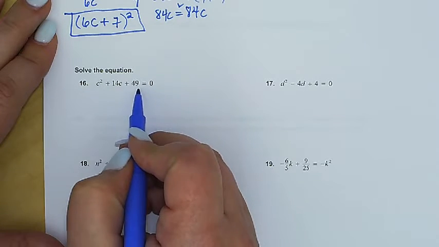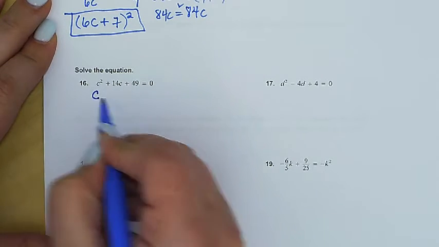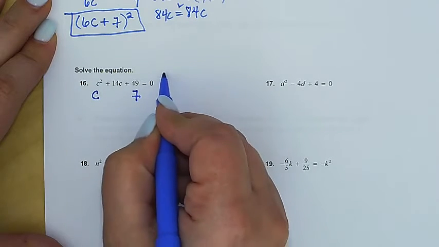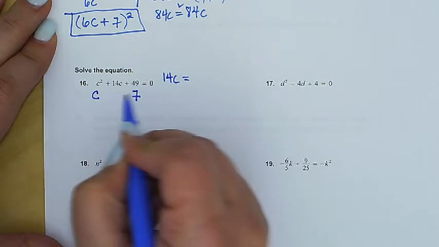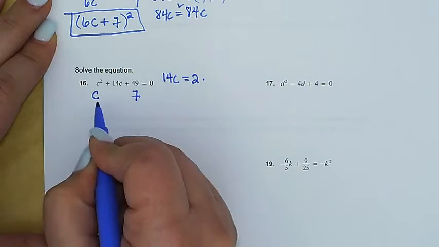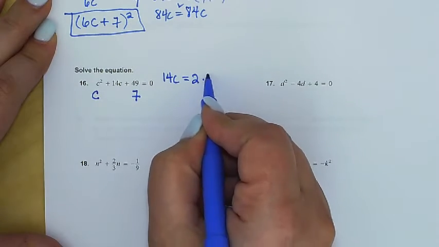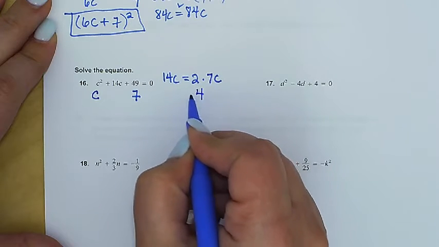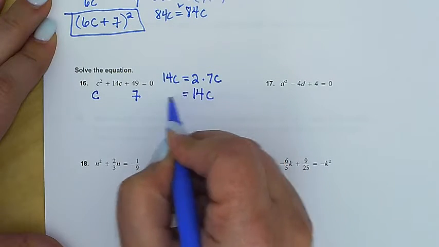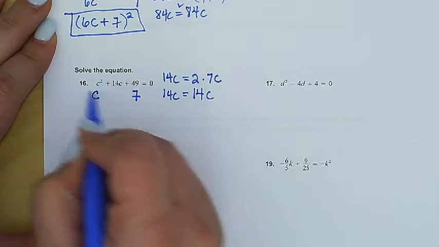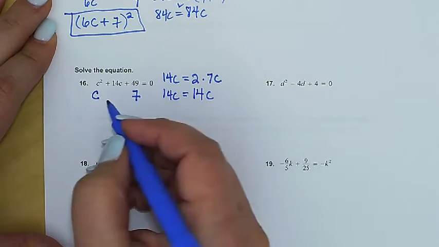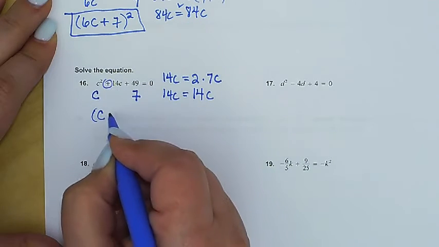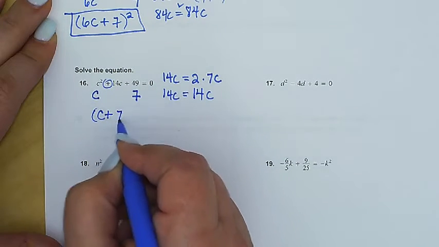That's a perfect square. That's a perfect square. The square root of c squared is c. The square root of 49 is 7. Is this middle term, that 14c, the result of 2 times the product of these? So 2 times 7 times c. The answer is yes, right? 2 times 7 is indeed 14c. So this is true, and therefore, this is a perfect square trinomial. And we can rewrite it factored as c, the middle sign, and then our 7.